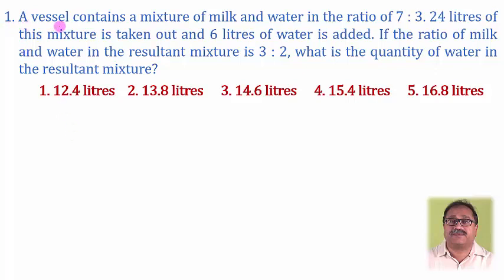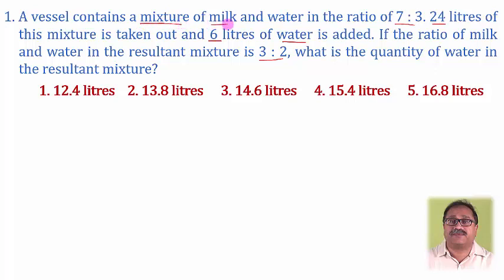Now question 1. A vessel contains a mixture of milk and water in the ratio of 7:3. 24 liters of mixture is taken out and 6 liters of water is added. If the ratio of milk and water in the resultant mixture is 3:2, what is the quantity of water in the resultant mixture?